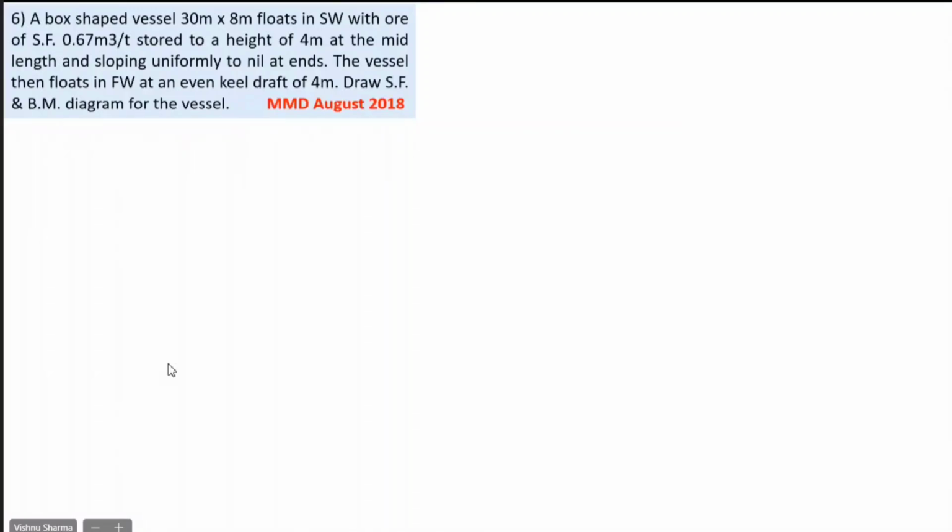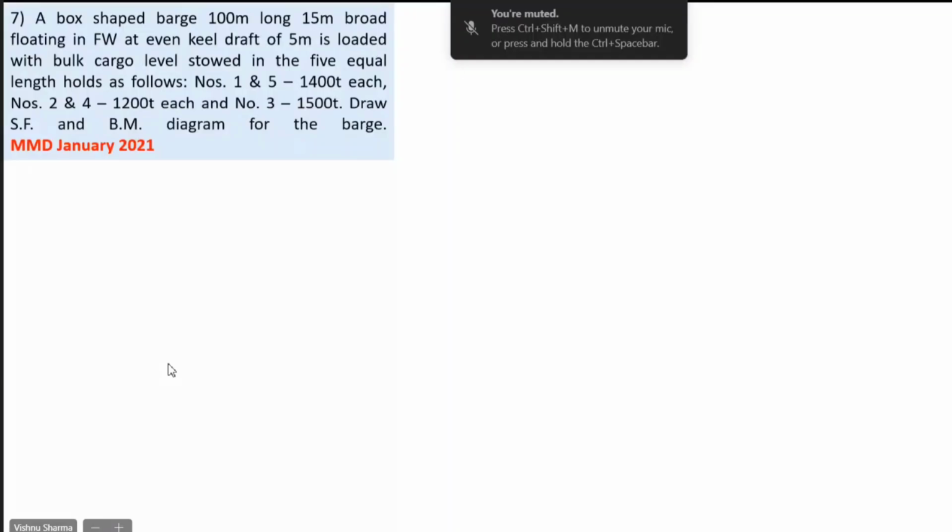Okay. A box-shaped vessel 30 by 8 floats in seawater with ore. This we have just done, right? This we have just done. Okay. Let's look at this one then.